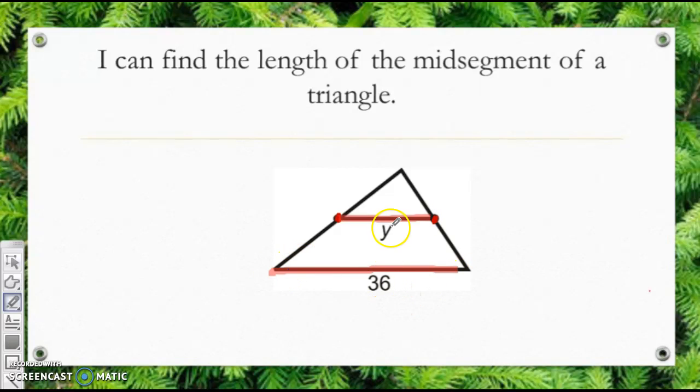So I know that y is going to be half of 36. To solve for y, I could just do 36 divided by 2. So the length of y is 18. Now remember, you have 3 midsegments in every triangle.